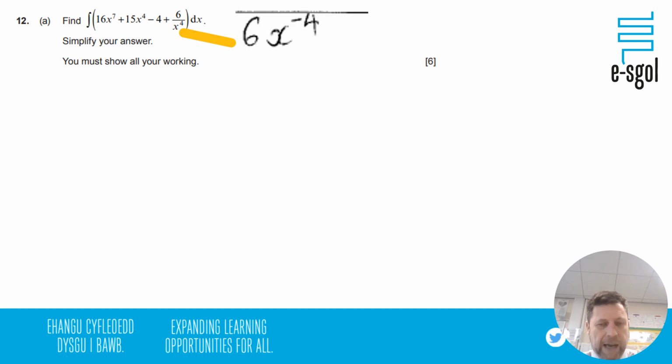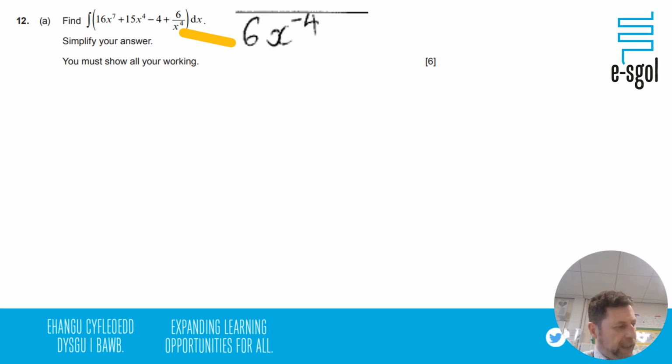I've taken the 6 over x to the 4 and put it onto the top, onto the numerator, and called it 6x to the minus 4. And I insist all my classes do that. You might be shown a slightly different way, but it's really helpful. It's the same with differentiation and integration. So simplify your answers as far as possible. There's 6 marks. There's 4 marks for integrating each of them, 1 mark for putting plus c, and 1 mark for simplifying it all up.